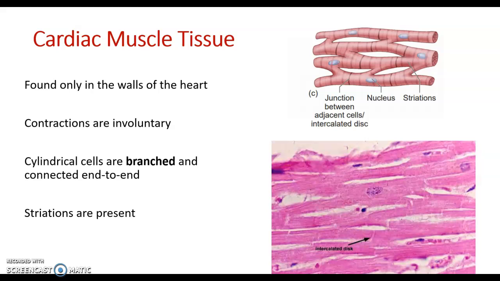The cells are still cylindrical in shape and are connected end to end and highly branched. So when you see this branching, then you know you're looking at cardiac muscle tissue. But we still are going to see striations, actin and myosin, allowing for that constant contraction of that heart muscle.